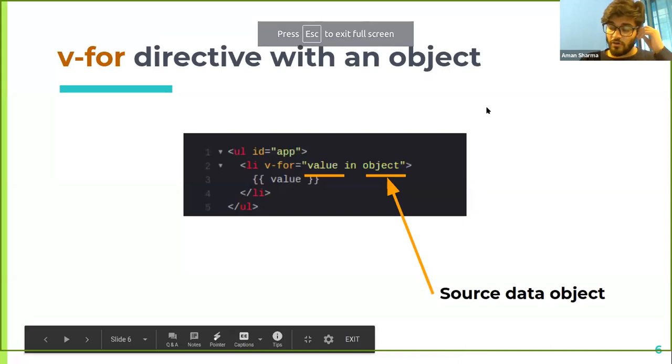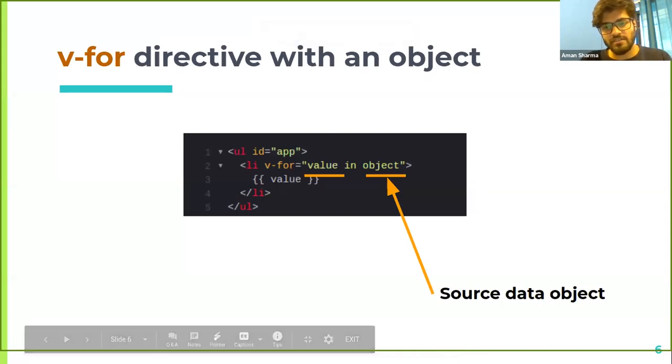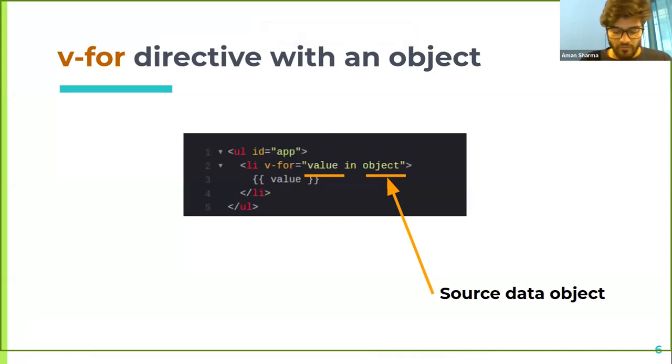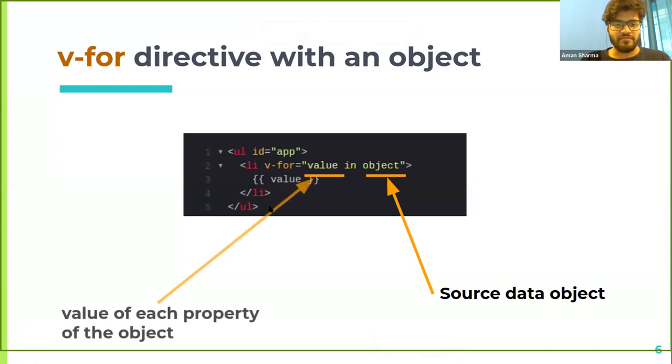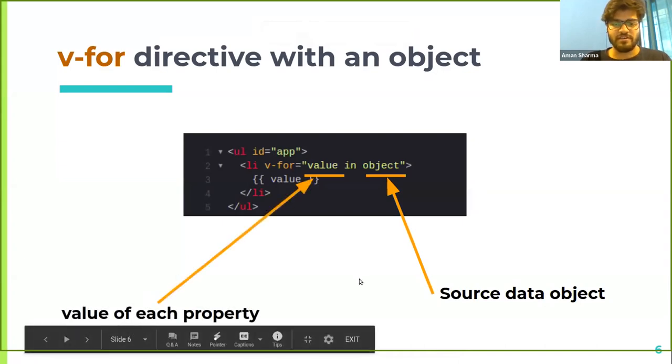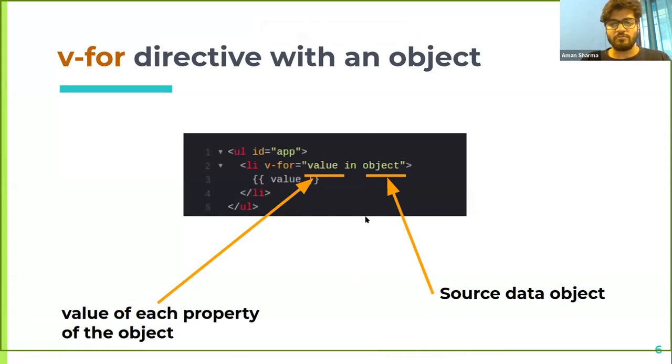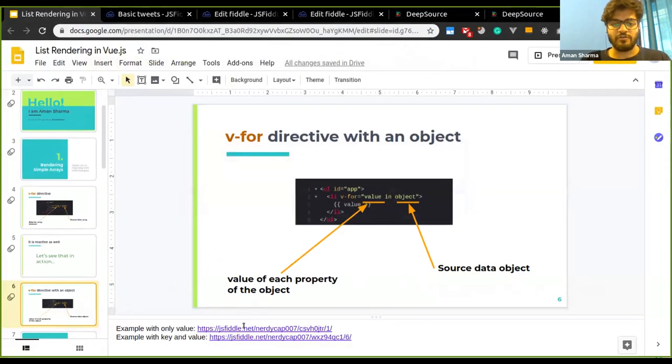Apart from this, the v-for directive can also be used with an object. We can iterate over an object as well, but only on the first level of it, not to the very depth. In a very similar way, we apply v-for value in object, which is not the key but the value of each property of that object. We can iterate over that.